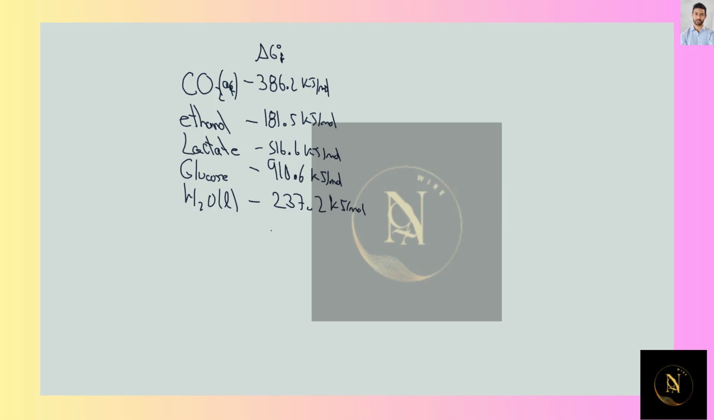We're asked to calculate the value for the equilibrium constant and delta G for three different reactions, and the information that is given directly in the problem is the delta G's of formation for these three compounds. However, in order to properly solve this problem, we also need the delta G of formation for glucose and delta G of formation for water liquid.